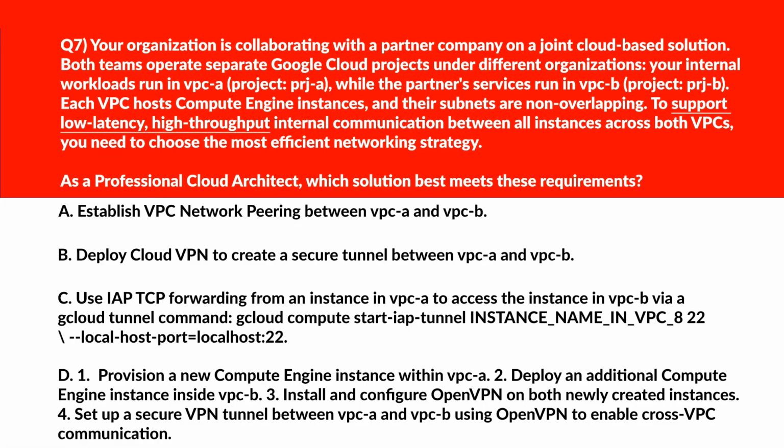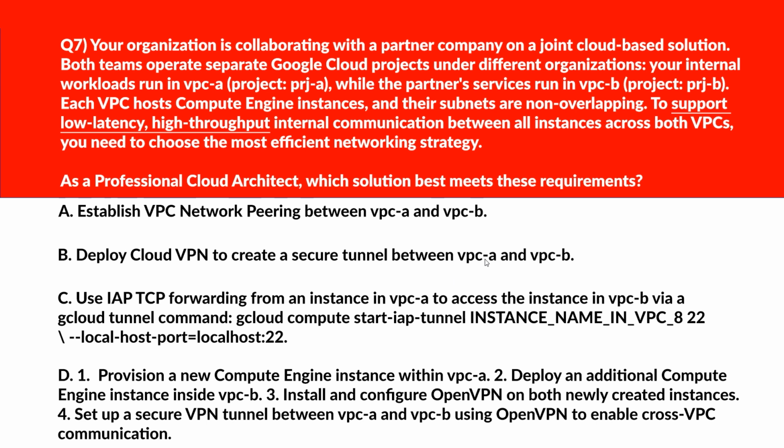Alright, now let's look at this question. Option A says establish VPC network peering between VPC A and VPC B. VPC peering allows direct internal IP communication between instances in different VPCs with minimal latency and high throughput. Let's keep it. We'll move to B. B says deploy Cloud VPN to create a secure tunnel between VPC A and VPC B.